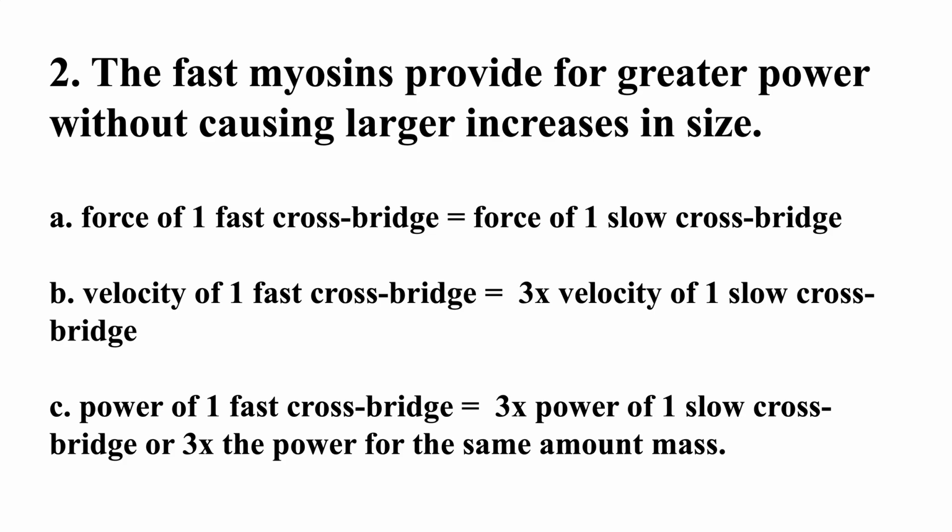Okay? But now moving on, because we're talking about power. Remember, power is force multiplied by velocity. So we've established that one fast cross bridge is equal to the force of one slow cross bridge. I've already brought this up. Note number 3 says the velocity of one fast cross bridge is 3 times the velocity of one slow cross bridge. So the power of one fast cross bridge is 3 times the power of one slow cross bridge, or 3 times the power for the same amount of mass. That's the key phrase, looking at the same amount of mass. The difference is that fast twitch fibers always have greater mass, so therefore overall more force and more power output.